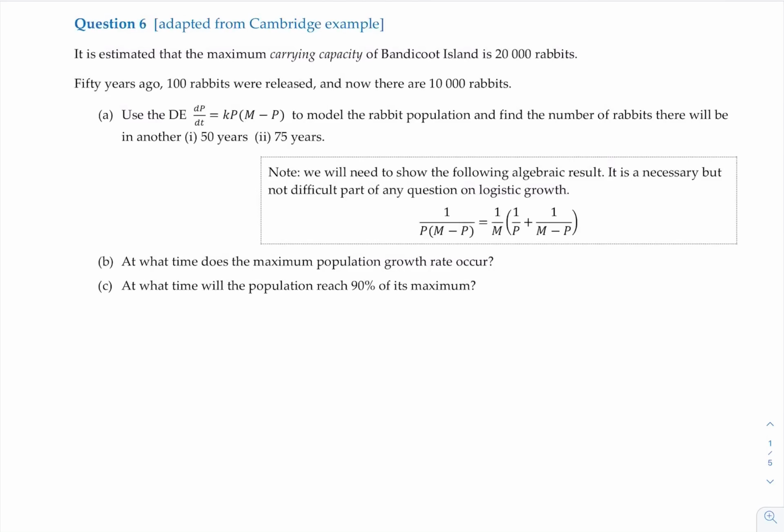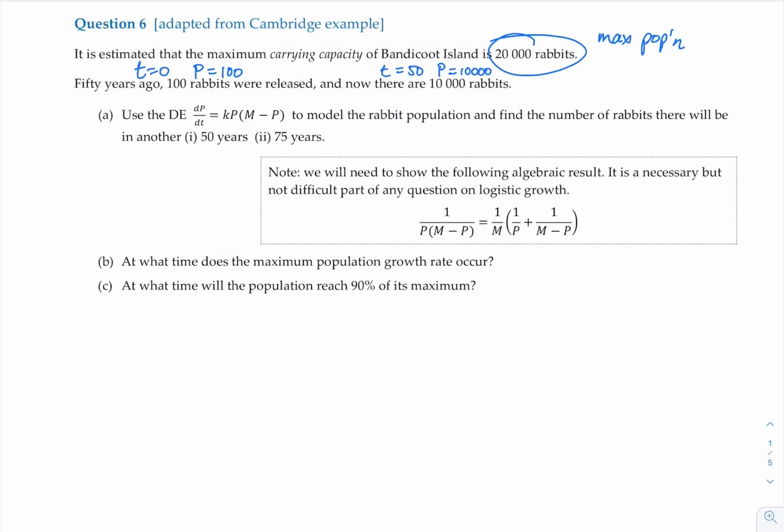So we have Bandicoot Island, and it has a maximum capacity, maximum population of 20,000 rabbits. 50 years ago, so t equals 0, 100 rabbits were released. So t equals 0, p equals 100. And now there are 10,000 rabbits, so that was 50 years ago. So now t equals 50, population 10,000. So it's grown 100-fold in 50 years, but it's not going to grow 100-fold in the next 50 years because we're already halfway to the maximum population.